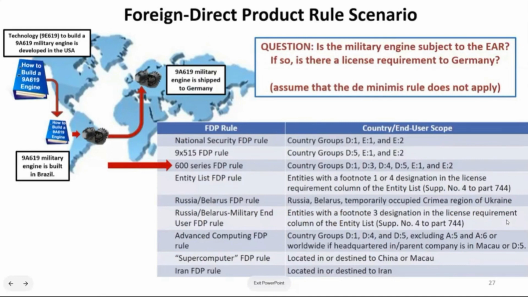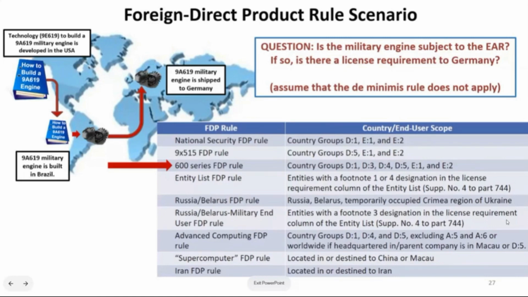Okay. So we're using a 600 series item, and so it's going to go to Germany. And is it subject to the Export Administration Regulations? And if so, is there a license required? So first we have to take a look at, okay, the Brazilian engine manufactured based on U.S. controlled technology. The Brazilian engine's 9A619. The Brazilian engine is being re-exported to Germany.